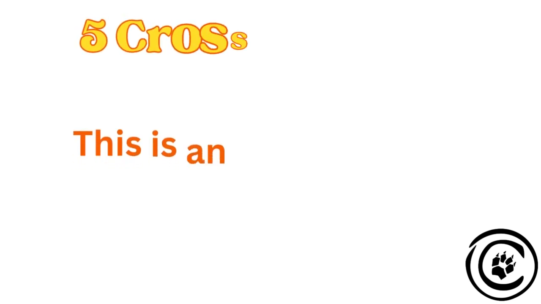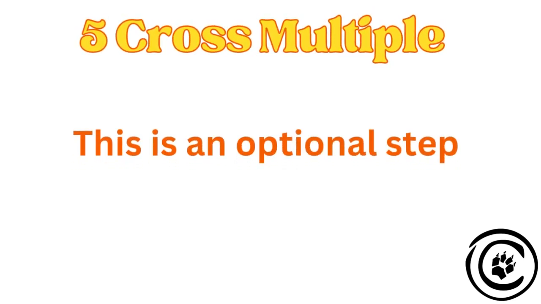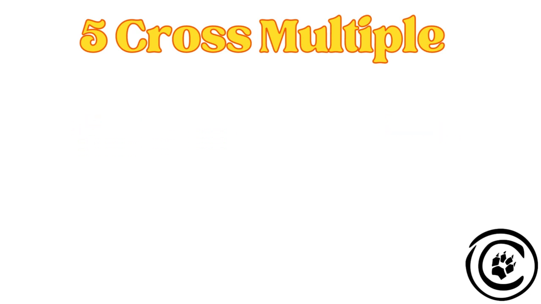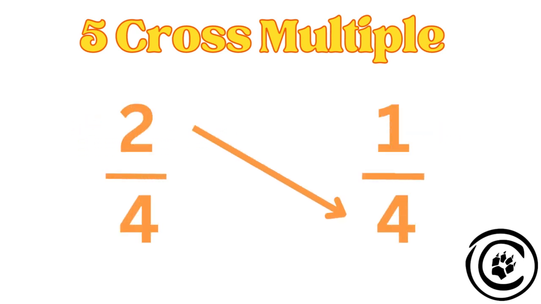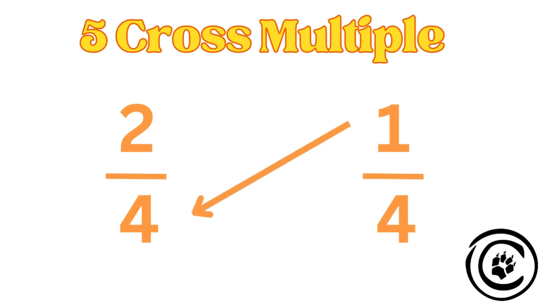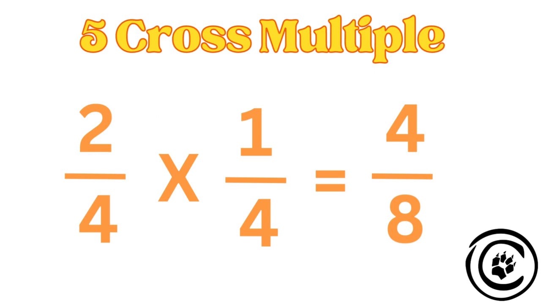5. Cross-multiply. This is an optional step. For an extra step, you can cross-multiply. Multiply the numerator of the one fraction with the denominator of the other. Then multiply the remaining numerator and denominator in the same way. Then compare the results.